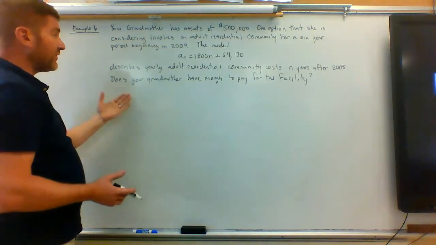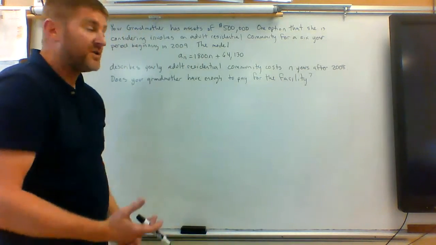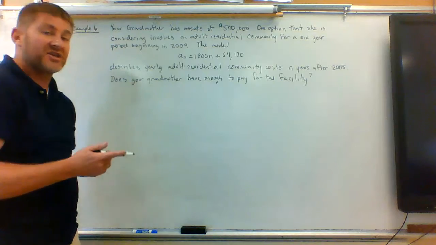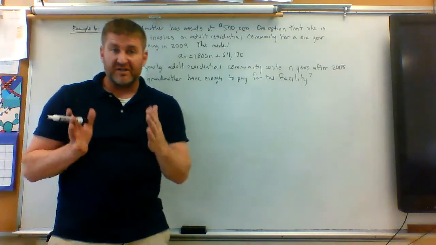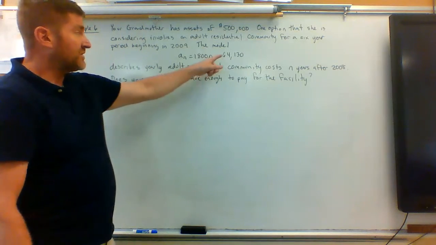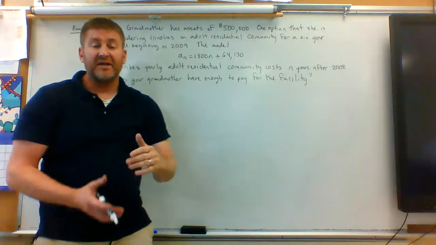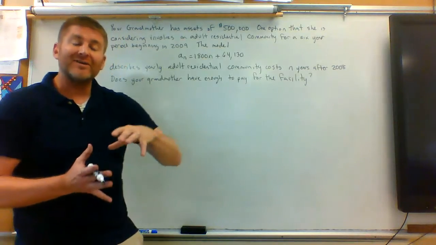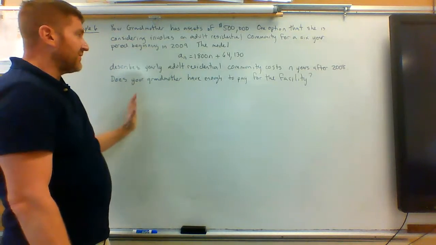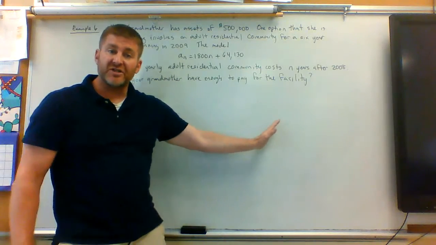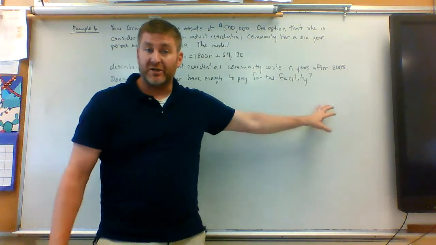So does your grandmother have enough money to pay for the facility? Can she live there for 1 year? She wants to live there for 6 years. And you got to think of it costs a different amount every year. So this is what it cost in 2008. This 1800 is actually your common difference, what it's increasing by every year. So it's not just the first year, it's not what it's worth the 6th year. Is $500,000 enough to cover all 6 years?